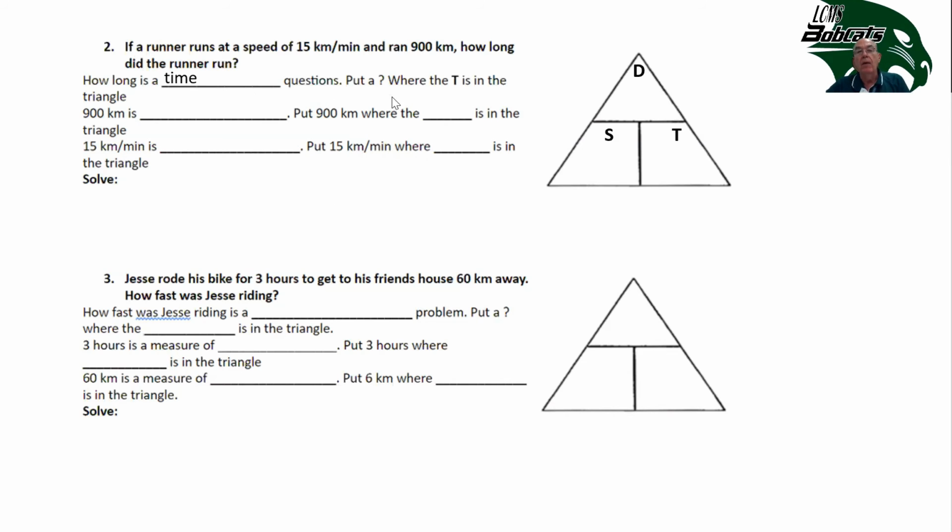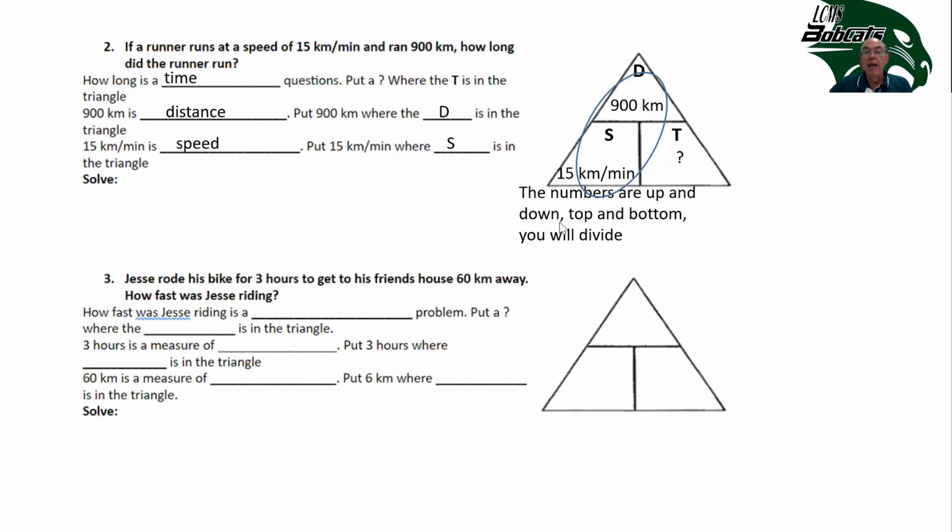So how long is a time question? So we're going to put a question mark where the T is in the triangle. That's what they're asking us to find. How long did he run for? When we read 900 kilometers in the problem, that's telling us the distance. So we're going to put the 900 kilometers where the D is in the triangle. Then we read that he had a speed of 15 kilometers per minute. So 15 kilometers per minute is his speed. So we're going to put 15 kilometers per minute where the S is in the triangle.